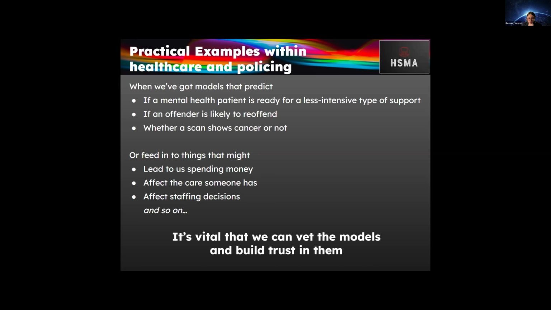Or even if it's not impacting individual patients in a way that can cause damage in that sense, it may still be feeding into things that might lead to us spending huge amounts of money. It may affect the wider care someone has. It may affect staffing decisions and so on. So it's really vital that we can vet the models as best as possible, as best as the current techniques allow us to do so, and build trust in them.